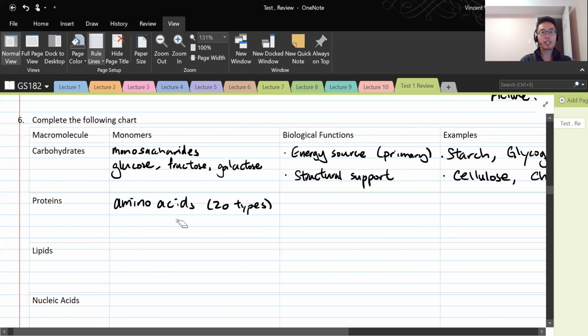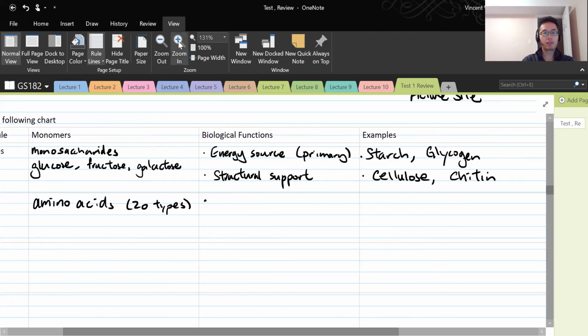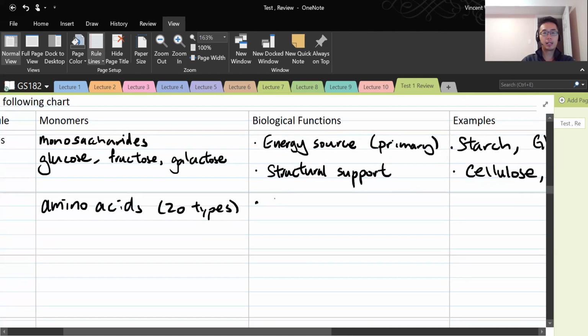I should probably mention there are eight essential amino acids, which means you cannot make them yourself. You must consume them. You must eat them from your diet. Biological functions of proteins: there are a lot of functions for proteins. Structural support, like your hair, your nails, horns, that kind of stuff. All those are proteins.